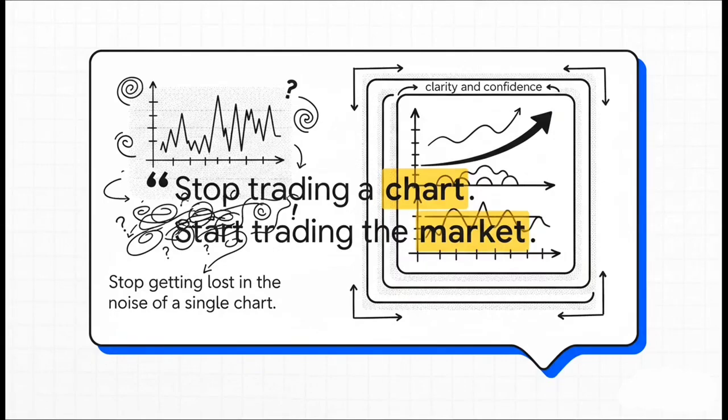So, if there's one single thing you take away from all this, let it be this. Stop trading a chart. Start trading the market. Stop getting lost in the random noise of a single time frame. Use top-down analysis to gain perspective. Trade with the trend and start operating with real clarity and confidence.